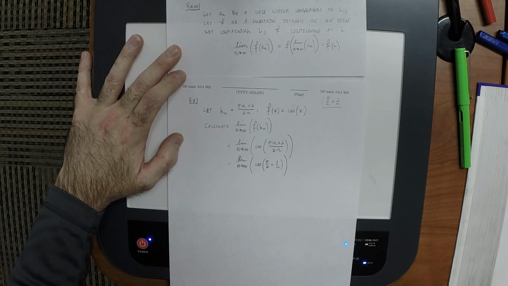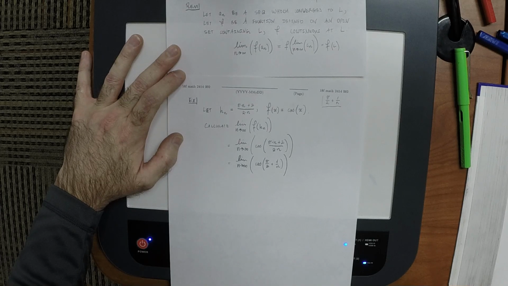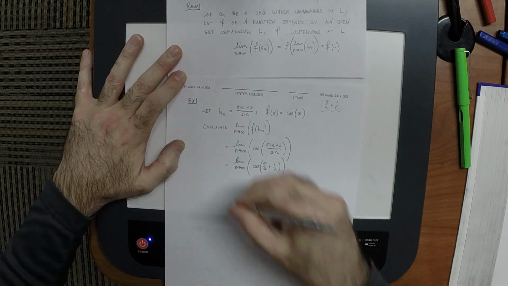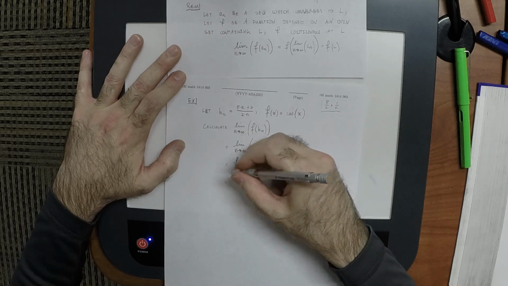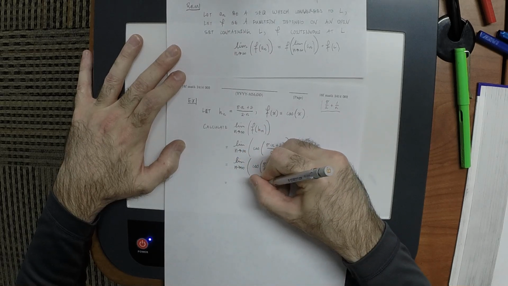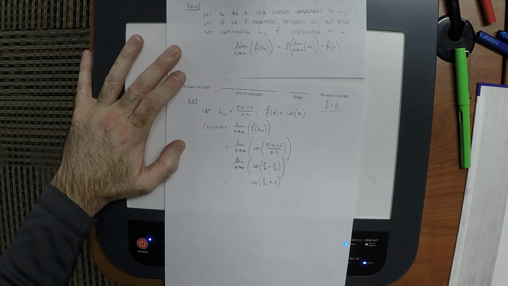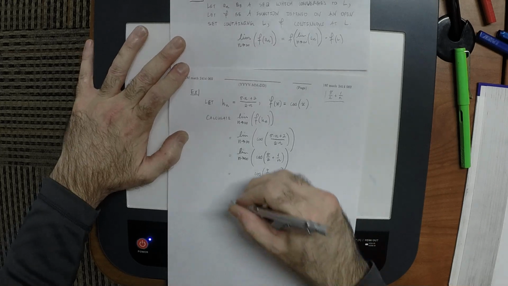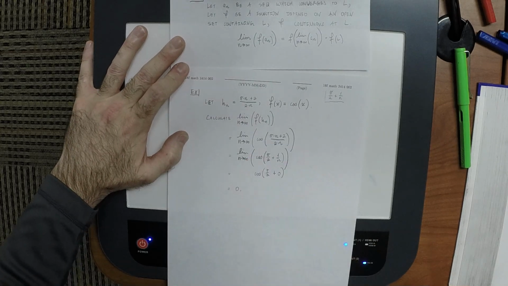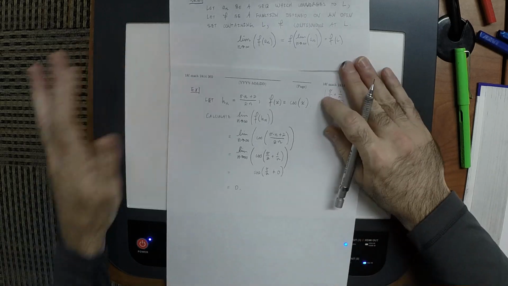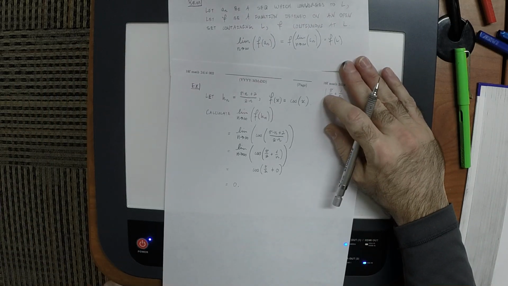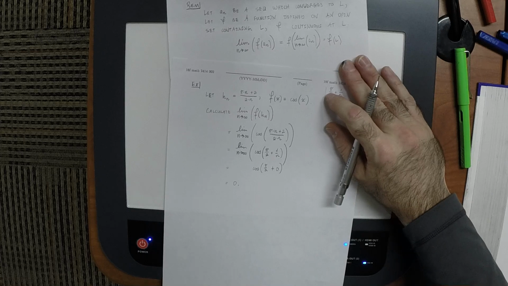Is cosine continuous at pi over 2? Yes. So therefore, this is equal to in fact cosine of pi over 2 plus 0. And pi over 2 plus 0 is pi over 2. And what's the cosine of pi over 2? 0. But if I had chosen sine instead of cosine, then the answer would be 1. Any question about this?